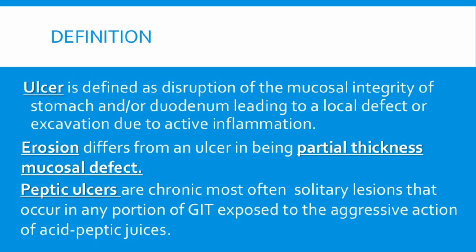So the key difference between the two is the depth of the tissue damage. An erosion affects only the superficial layers, while an ulcer penetrates deeper, causing more extensive damage. So understanding the distinction is essential as it determines both the clinical presentation and the management strategies we use for patients. Before moving further, let's outline the objectives of today's presentation.